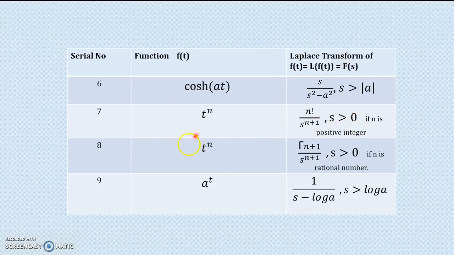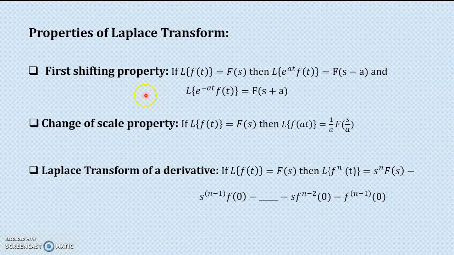And if the same function is given to us, but here n is a rational number, then its Laplace transform is defined like this, which is nothing but gamma n plus 1 upon s raised to power n plus 1 for the same condition, which is s is strictly greater than 0. If the function is a raised to power t, then we can easily convert this function into exponential function, and then we get a Laplace transform like this, 1 upon s minus log of a for s is strictly greater than log of a. In this slide we see some properties of a Laplace transform.